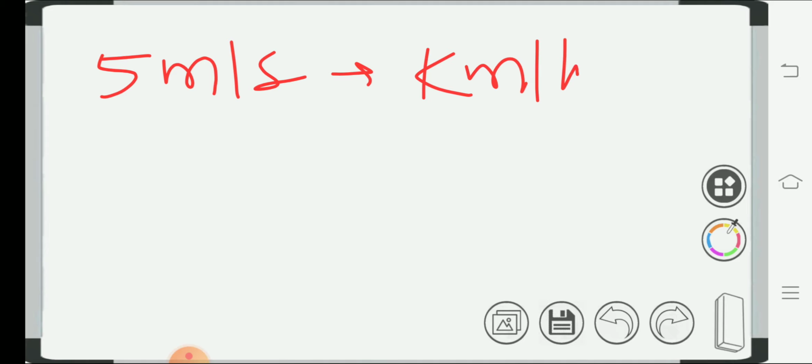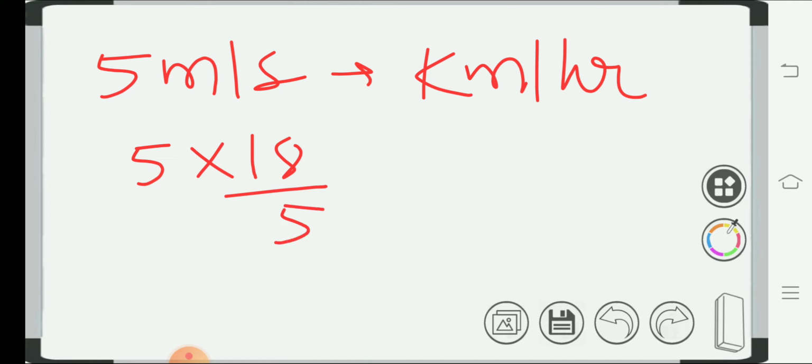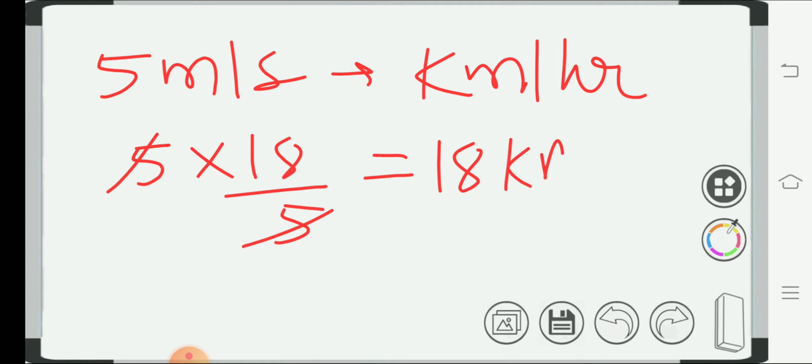The vice versa, we have to convert 5 meter per second into kilometer per hour. I have to multiply it by 18 by 5. Okay, 5 5s are cancelled, so my answer will be 18 kilometer per hour. Okay, so this is the way to convert meter per second into kilometer per hour and kilometer per hour into meter per second. If all the units are in SI units, then you can directly go for SI units. But if they are not in SI units, you have to convert first into SI units.